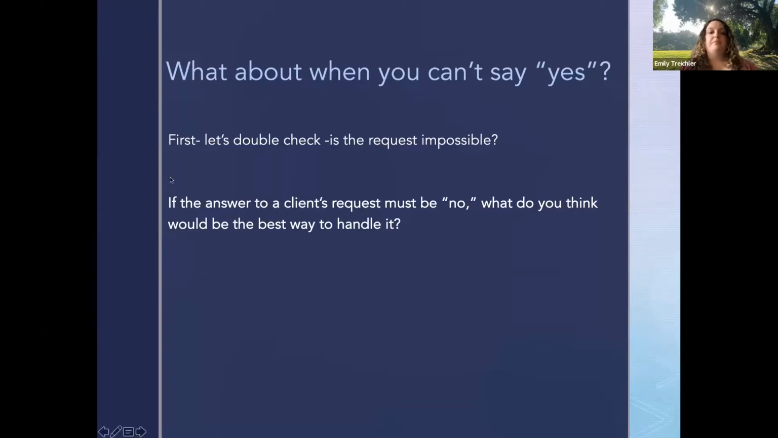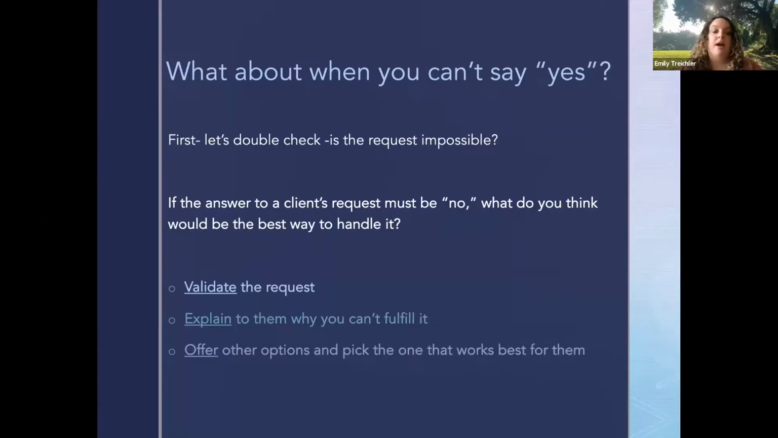Great. Yeah, these are all great ideas. And I think you might have said everything that I put on my list here. Let's see. So we're going to validate the request. It was a good thing that they asked for it. It was okay. We want them to do it again. Explain to them why you can't fulfill it. A lot of you said that. So what is the reason? Again, this increases that transparency. It increases that trust. It's not a random no, it's for a reason.